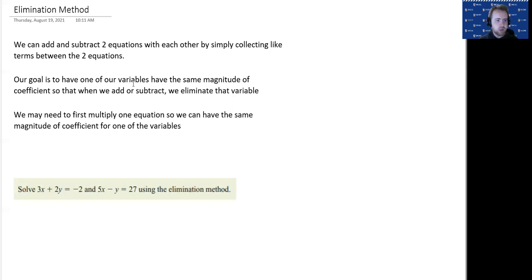Because what we're trying to do is, rather than having an equation with two unknowns, we're trying to find one that just has one unknown, okay? That's the goal with both the substitution method and the elimination method. Once you have one unknown in your equation, you can solve it using your traditional methods, okay?